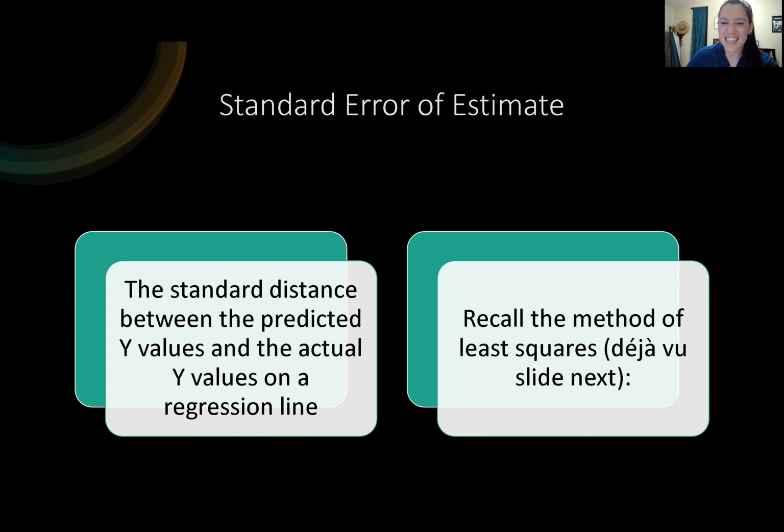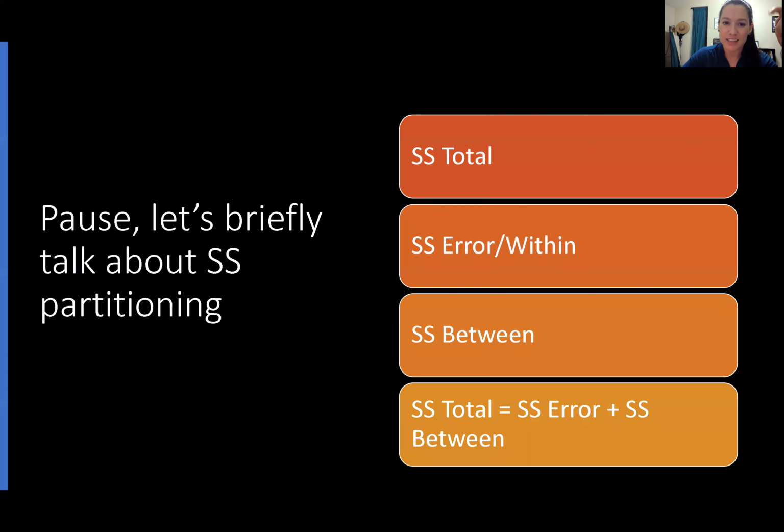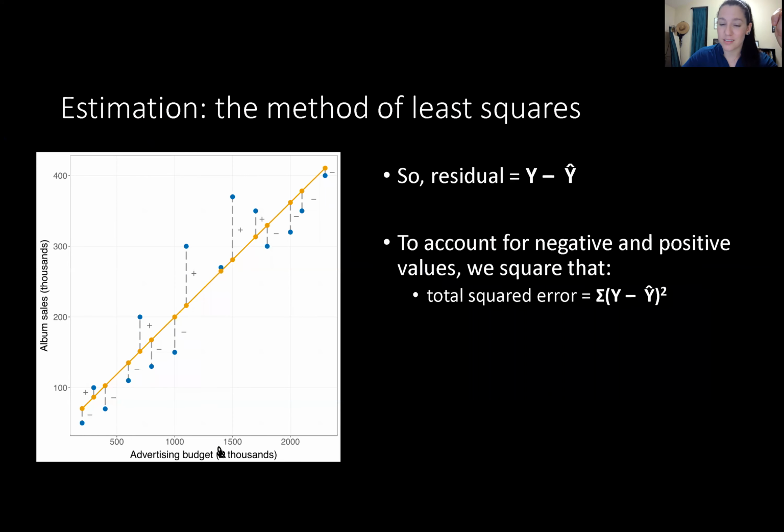When we're talking about the standard error of estimate, we're talking about the standard distance between the predicted Y values and the actual Y values on the regression line. So recall the method of least squares. I get really excited and then I start rushing ahead, so I need to slow down. I'm going to show the slide that I already showed before, no, not that one, this one. Remember that we're using this method of least squares to get this regression line. There are going to be discrepancies between where data points actually are and where we're predicting them to be.